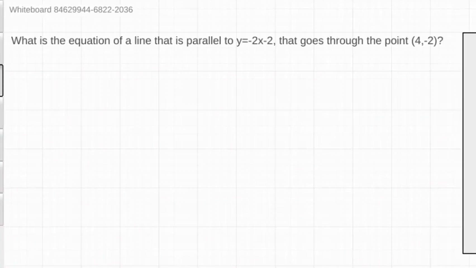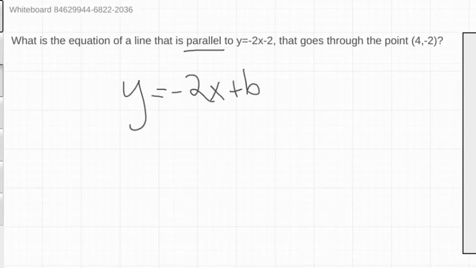What is the equation of a line that is parallel to y equals negative 2x minus 2 that goes through the point (4, negative 2)? Okay, well the first thing we want to see is whether our slope is going to be parallel or perpendicular. We can see here that it's going to be parallel, so our slope is going to be negative 2. So our equation so far is y equals negative 2x plus b.